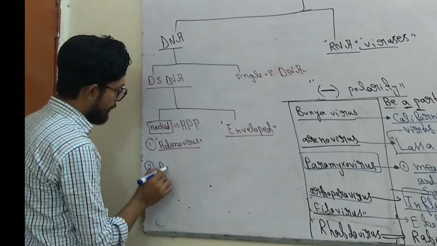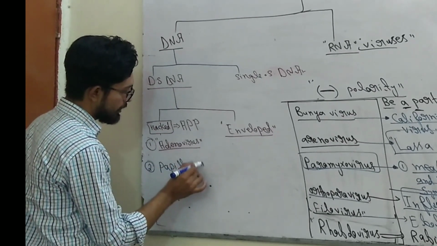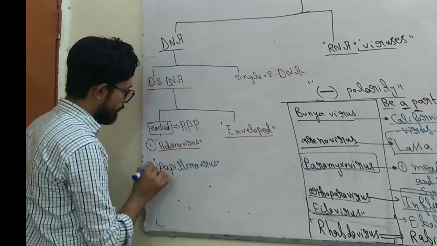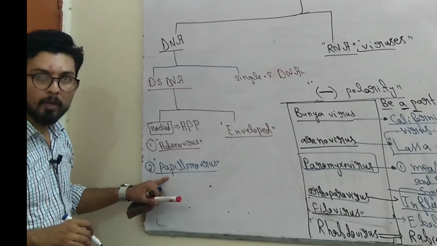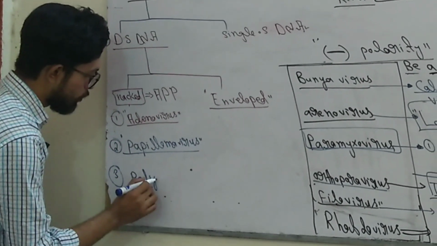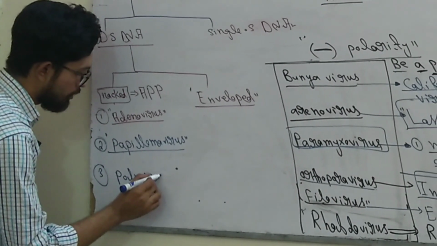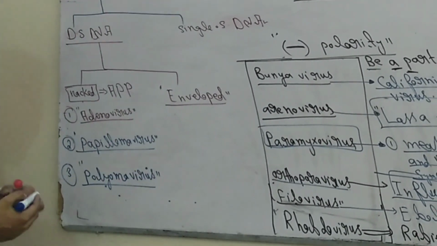The second one is papillomavirus, and the members found in the papillomavirus family are also known as papillomavirus, so write it here. The third one is polyomavirus, and it is not important for the purpose of exams.